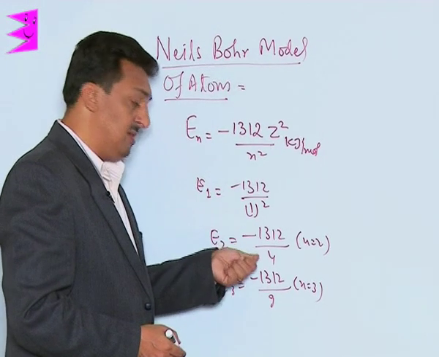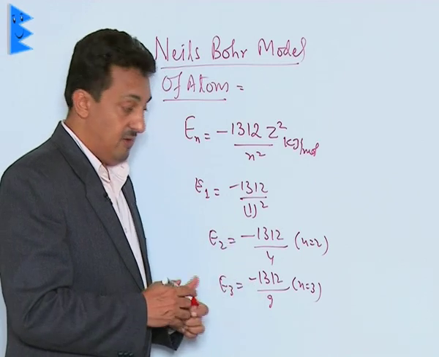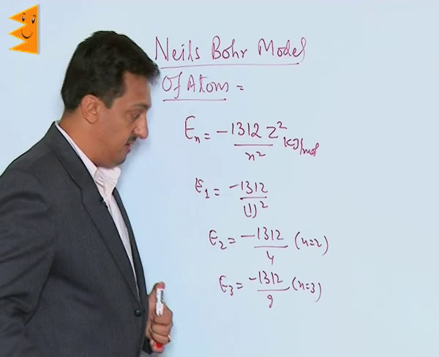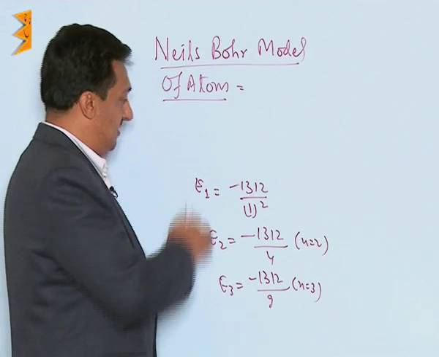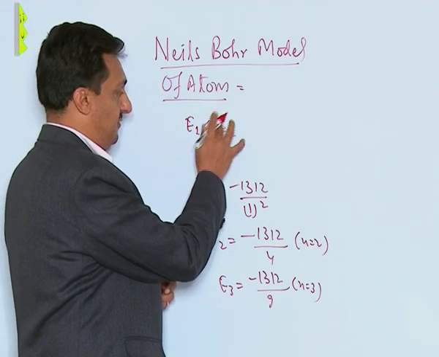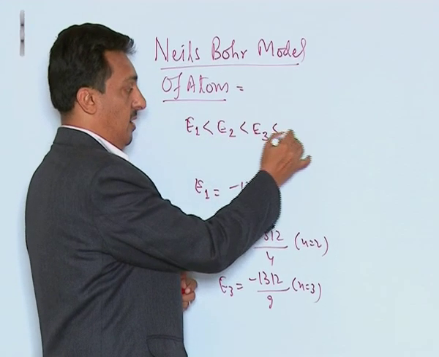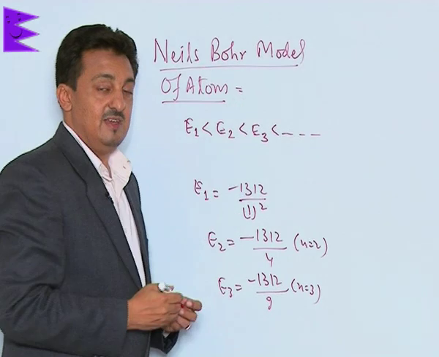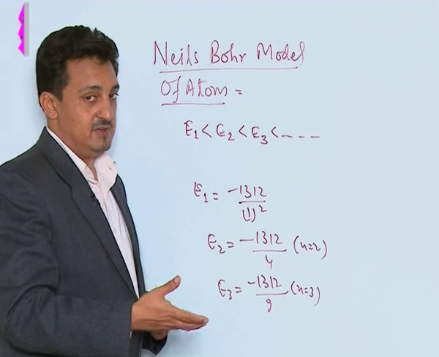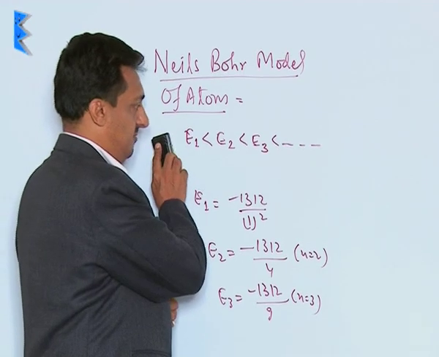Now, if you divide the same number by 4 or 9, we think that the number becomes smaller, but since these signs are negative, the striking thing is this: the energy of the first orbit is minimum, the second is higher than the first one, and the third one is higher than the second one, and so on. So as we move away from the nucleus, the energy associated with these orbits keeps on increasing. That's the biggest advantage of this model.